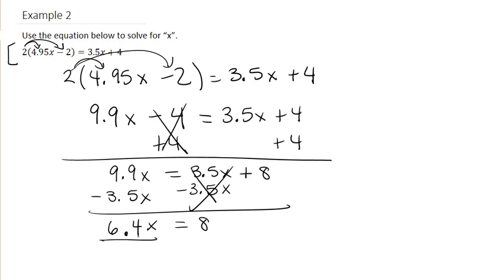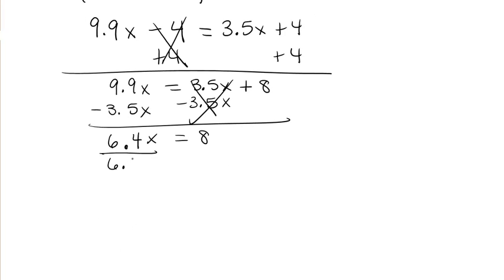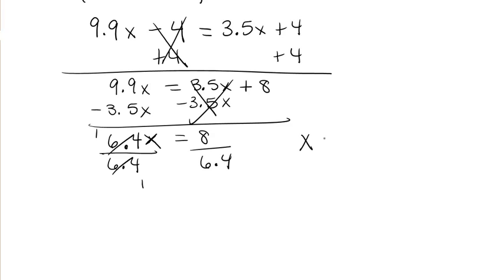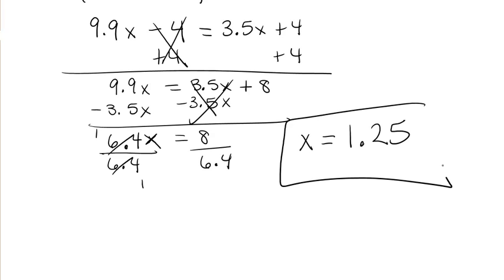So now the next step will be to divide by 6.4 to both sides. This gets rid of it. So now we're left with just x on the left hand side. So we have 8 divided by 6.4, which is equal to 1.25. So x equals 1.25, and that would be our solution to this problem.